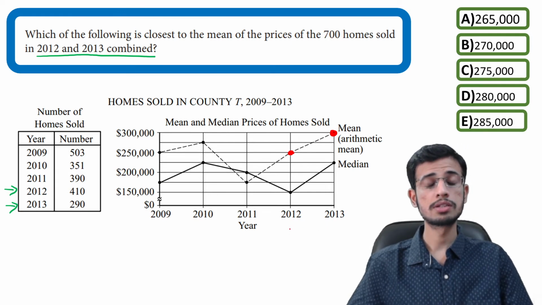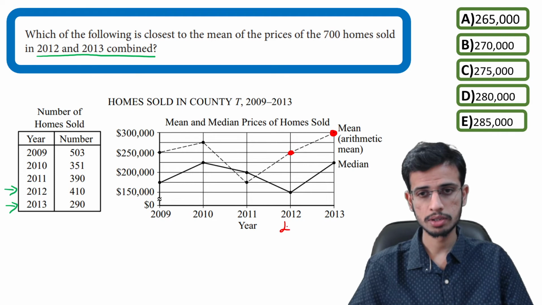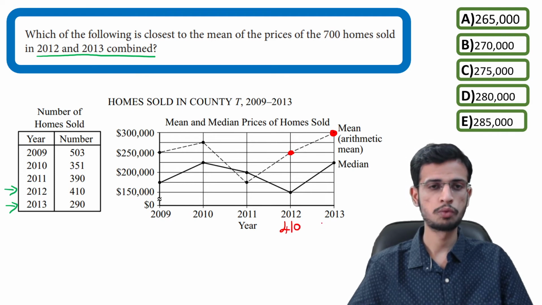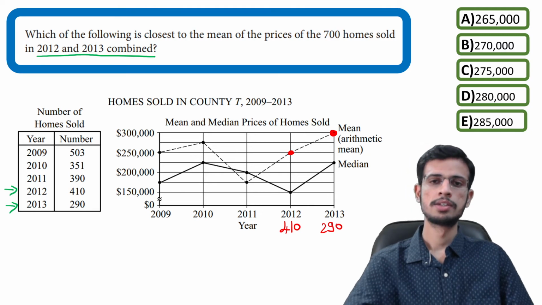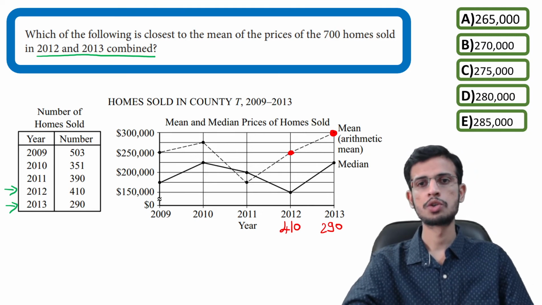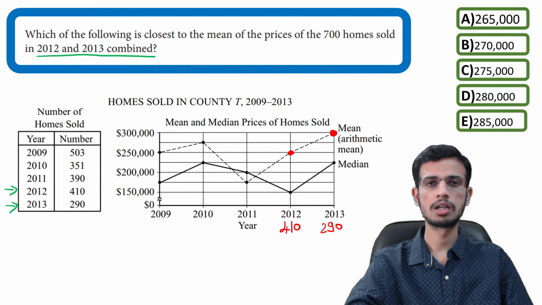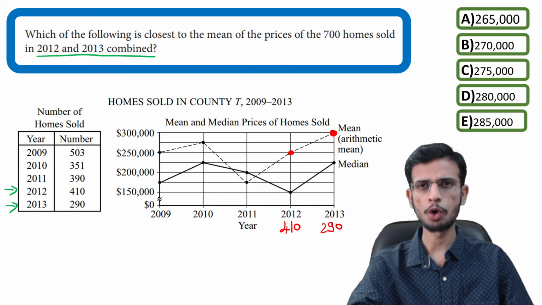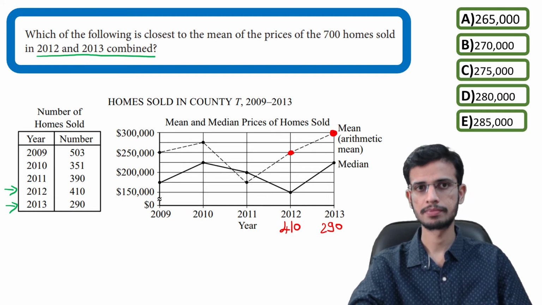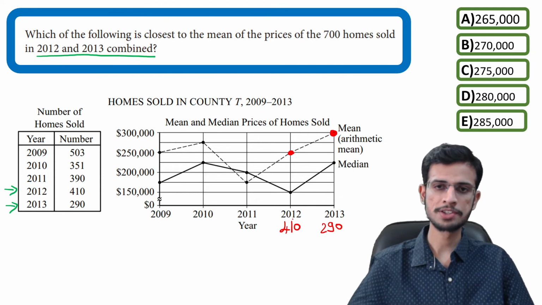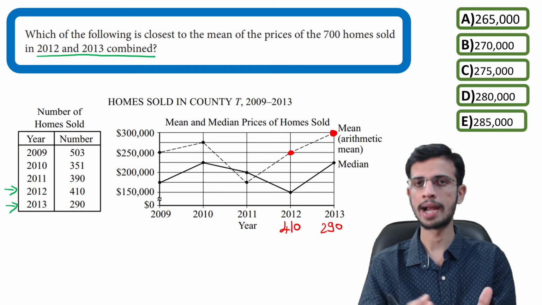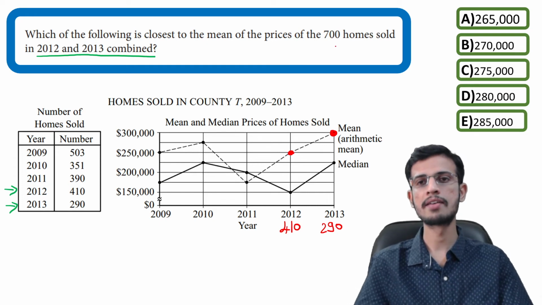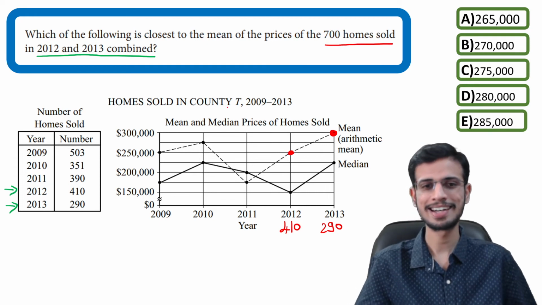In 2012, we have sold 410 homes. So we have to find the price of these 700 homes: the price of the homes sold in 12, and the price of the homes sold in 13. We have to add this and divide by 700 to find the average, right? So what is our average?